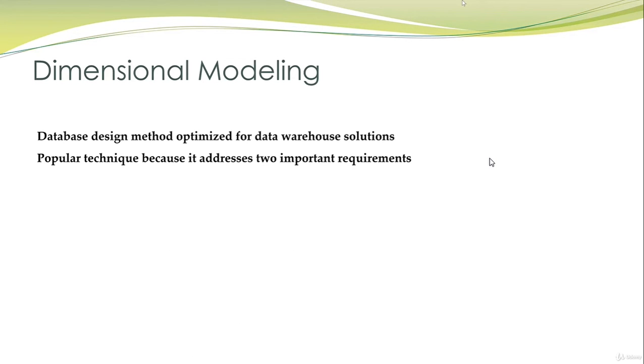Now, let's take a look at the technical aspect of a data warehouse and what it implies. I'm going to start with the dimensional model, which is a database design method optimized for data warehouse solutions. This was introduced a few decades ago, but it is a very popular model because it addresses two important requirements of a BI solution. First, data is delivered in an understandable manner to the users, and also the performance of the system is good.